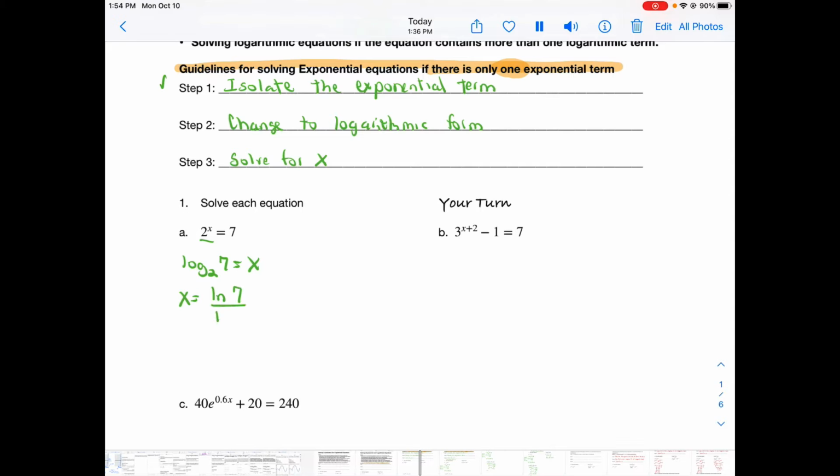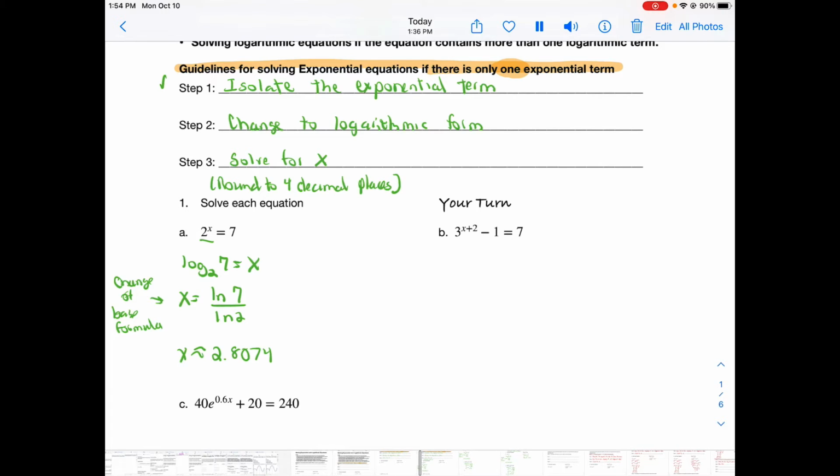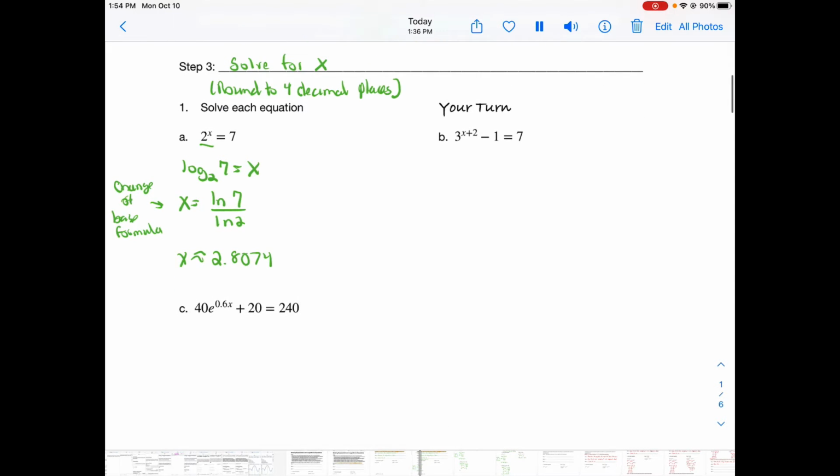Well, I already have x by itself, but in order to figure out the exact value, I need to use the change of base formula that we learned previously. So I'm going to rewrite log base 2 of 7 as the natural log of 7 divided by natural log of 2. Now you can choose either the natural log or the common log here. You'll get the same answer. Then I'm going to write my answer. So my answer is x is approximately 2.8074. For our purposes in this class, if it doesn't specify in the directions, round to 4 decimal places. All right, instead of doing your B, I'm going to do C.